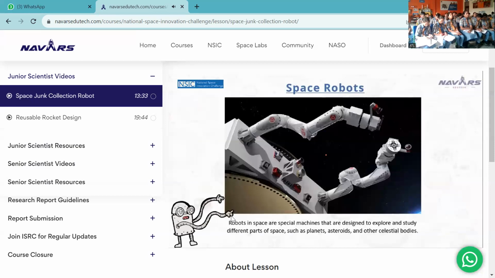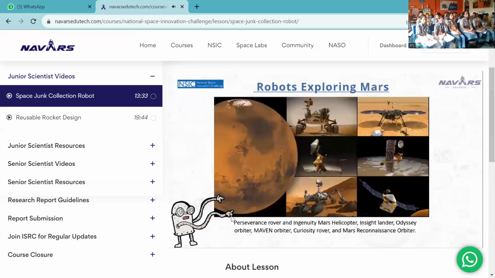Okay. Now, robots in space. They are special machines designed to explore and study different parts of space, such as planets, asteroids, and other celestial bodies. These robots are often sent to space by space agencies like NASA or ESA, or we have ISRO, to collect information and data that help scientists and researchers to learn more about our universe. There are many types of robots that are used in space. Other examples are the rovers, the landers, orbiters, etc.